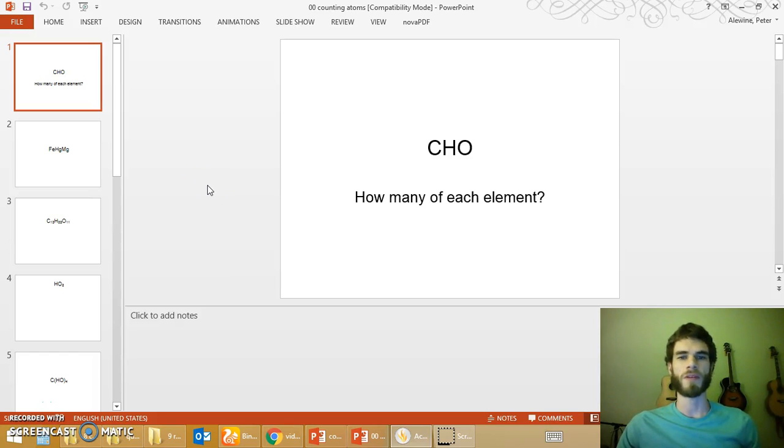Hi there. In this video I'm going to show you how to determine how many atoms there are in a compound. This is the very first skill you have to master in balancing equations. If you look at this one, it's pretty easy. We've got one carbon, one hydrogen, and one oxygen.